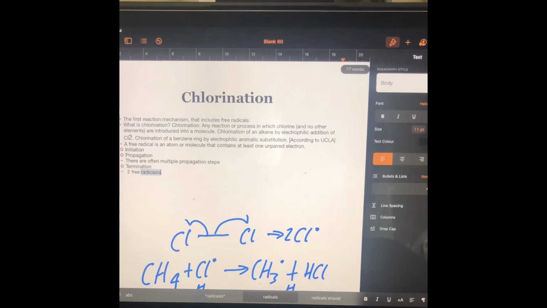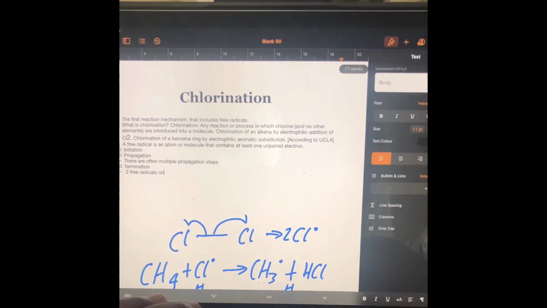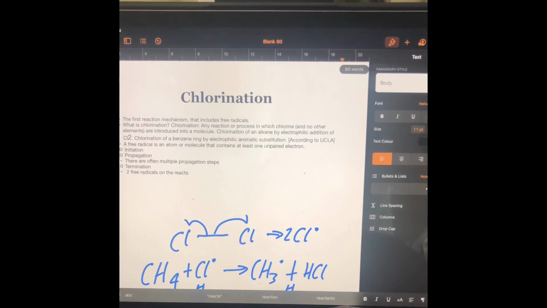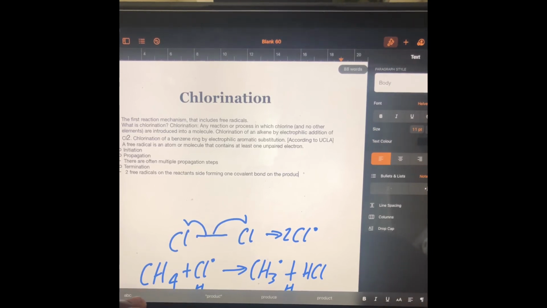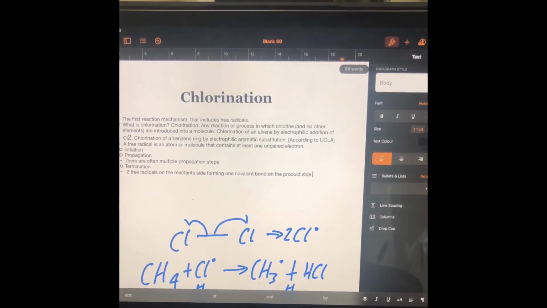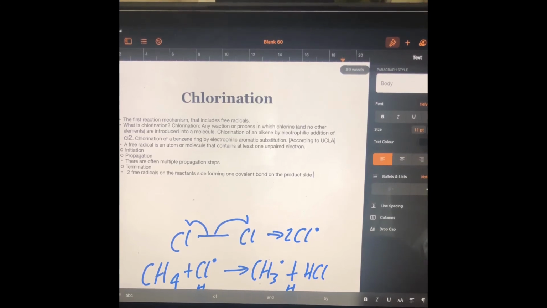Two free radicals on the reactant side. So the idea of consuming free radicals in this last step.